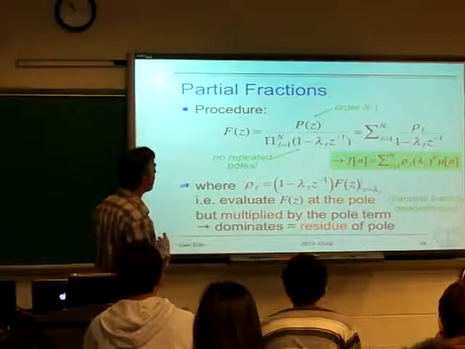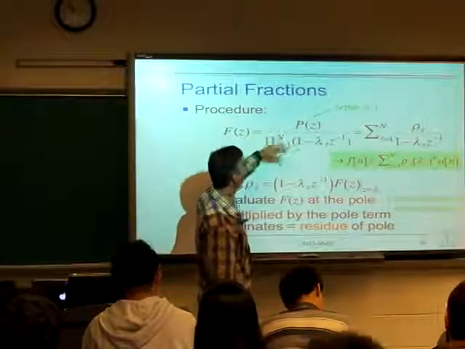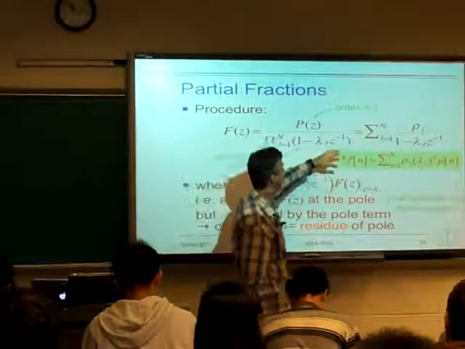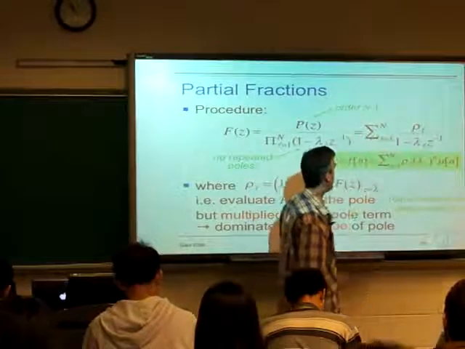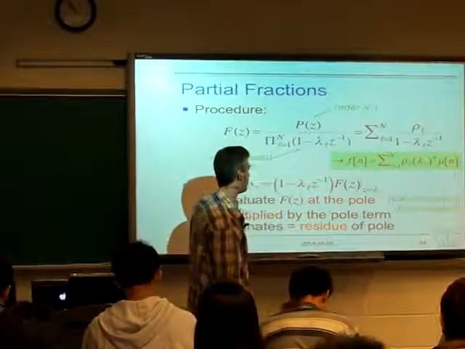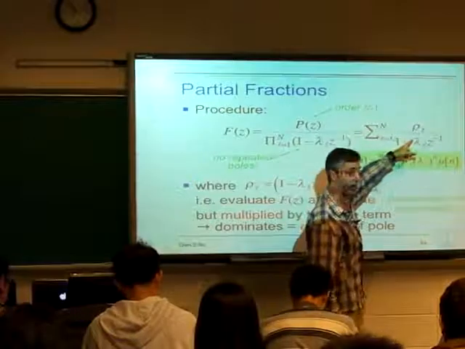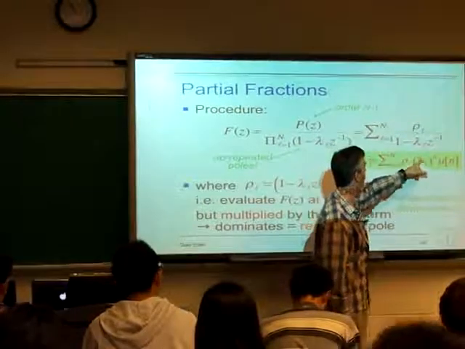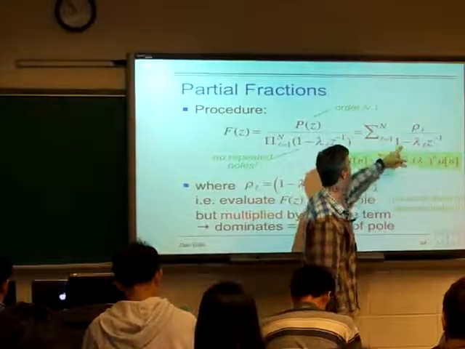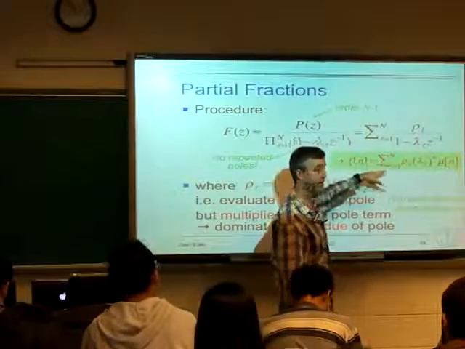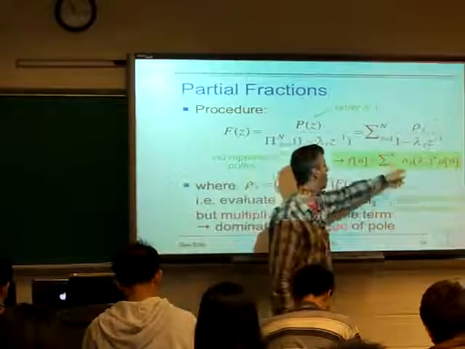Okay, so here's the basic problem we're trying to solve. If f of z is p of z divided by this product of factors, we want to find the rho sub L's that express this as a sum of simple terms. Once we've found those, then for each of these terms we can directly write down the inverse Z transform. It's just lambda sub L to the n mu of n times rho of L. And so once we have this, the final part of the inverse Z transform problem is trivial. So basically the only problem we have left is finding the rhos.